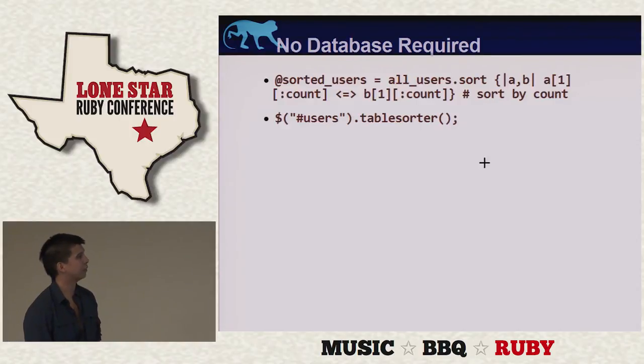And this is really cool. We did everything that I just showed you without a database. We did sorting in Ruby one time, and then we did sorting again in JavaScript the other time. We never used any SQL. Everything was entirely Ruby and JavaScript based.